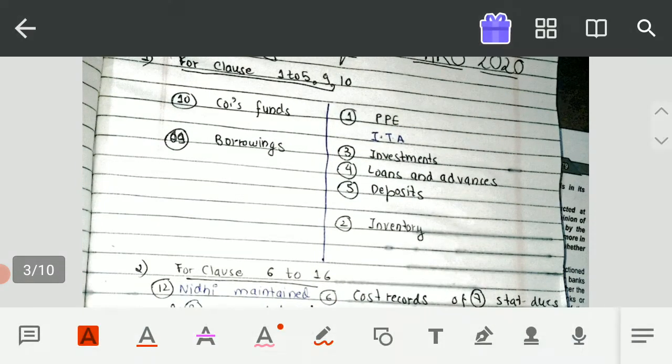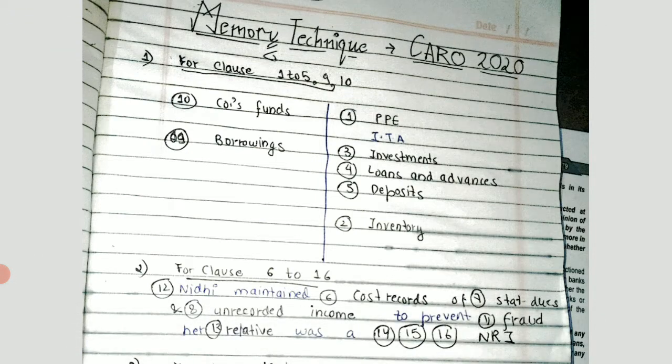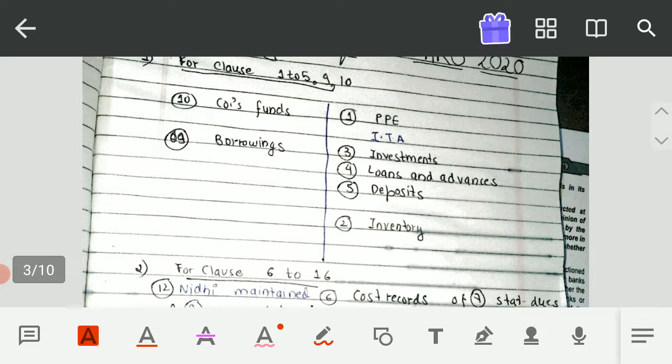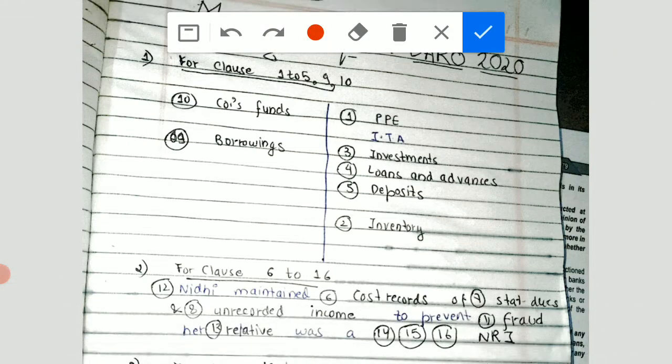So what is this memory technique? You all know a balance sheet. Okay, now here I'm not talking about the balance sheet as per Schedule 3. As it is a part of the memory technique, I am considering a balance sheet to be a T-shaped account. Okay, a T-shaped balance sheet we are assuming. So in a T-shaped balance sheet, what you have seen is that on the left side there are liabilities and on the right side there are assets.